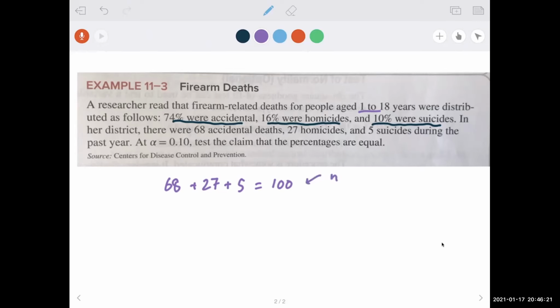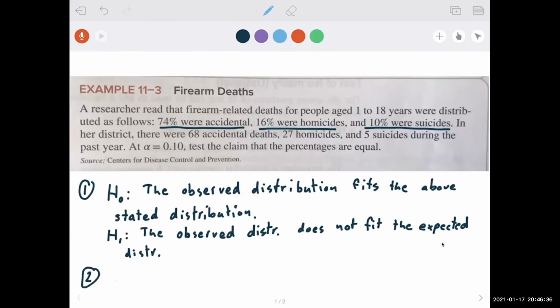And notice there are 3 distinct categories. So k is equal to 3, and that's going to be used to find our critical value. Now, in the previous video, I kind of waved my hands at, well, arguably the important part.